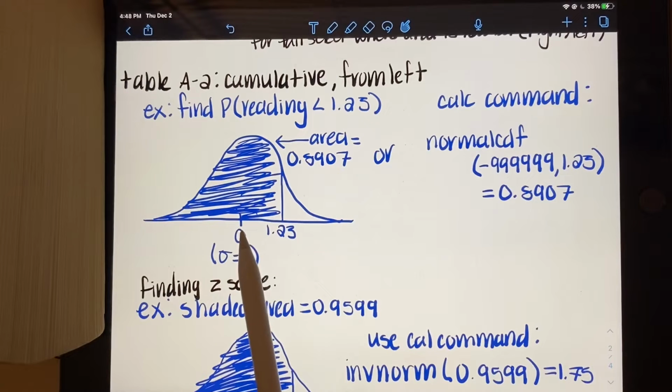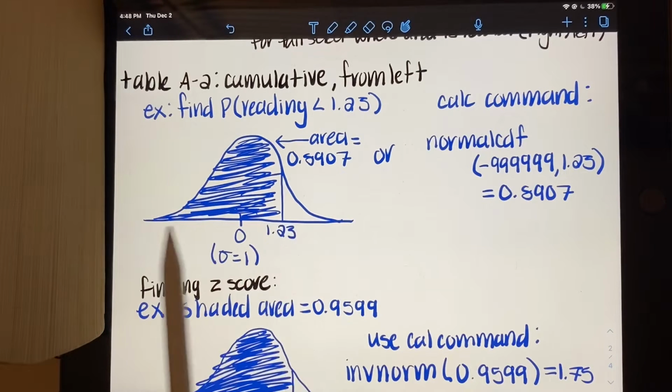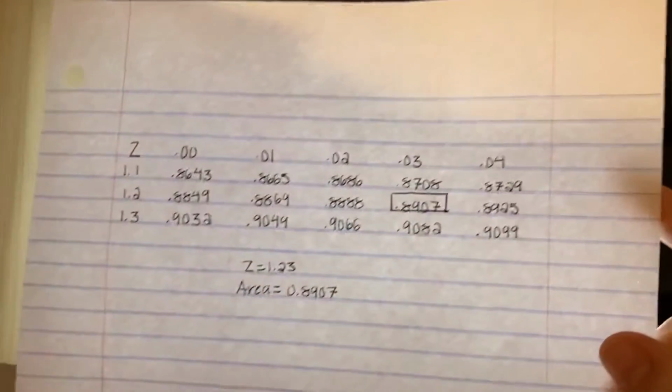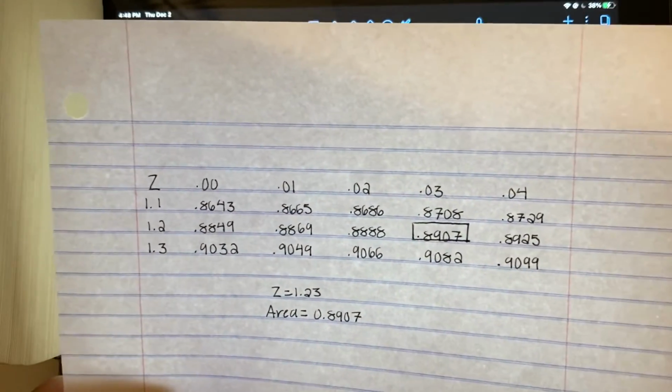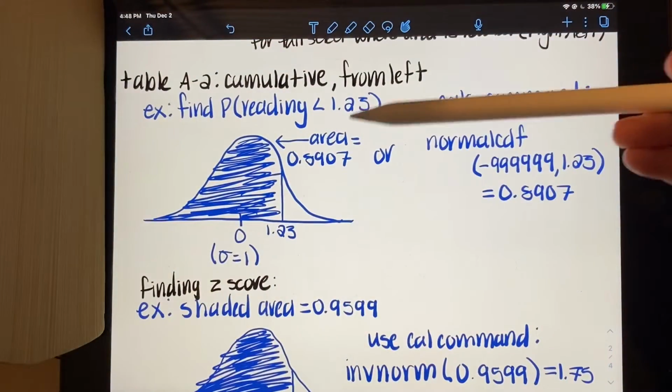We have our mean equals 0, standard deviation equals 1, and it's less than 1.23. So we're trying to find any of our area that goes from 1.23 all the way down. I have it shaded in here, and this is our area. If we go to our table A-2, I wrote it out a little differently. I just didn't want to put up the whole thing because it's kind of confusing, but we see our z-score. So 1.23 is what we're looking for.